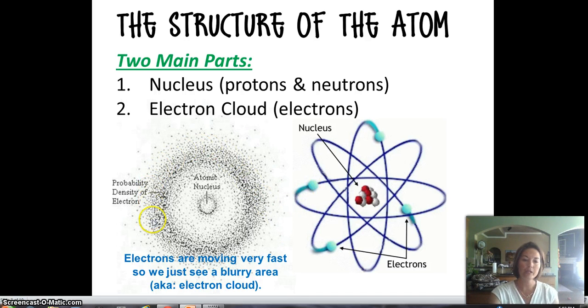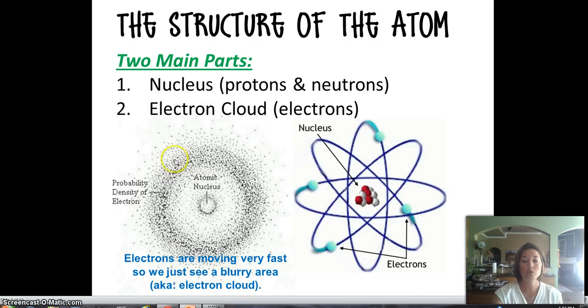This one over here is actually the most modern, updated model of the atom. It's known as the electron cloud model. What it shows you, again, is the nucleus in the center, and then a fuzzy, blurry area around it. These are all electrons. When electrons are moving really fast around the nucleus, you can't focus on one at any given moment because they're moving so fast. So what you end up seeing is just this blur. And that's why they call it an electron cloud, because it looks more like a cloud than anything else.